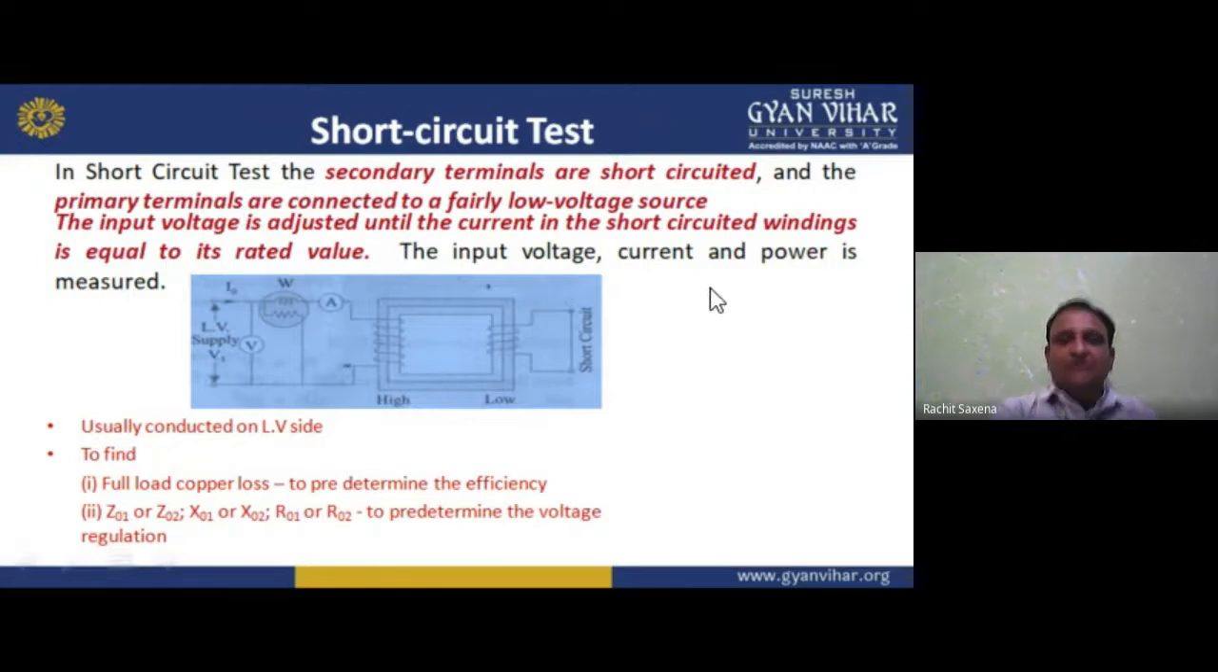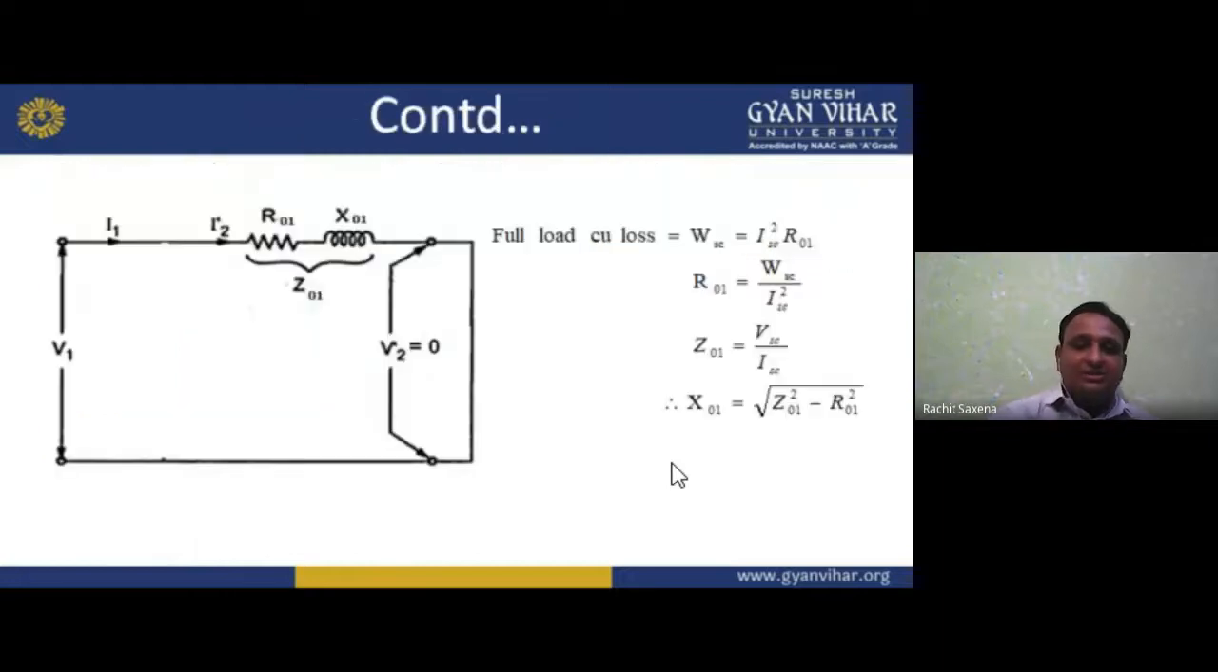The input voltage, current, and power are measured with the help of this figure, usually connected on the LV side, to find the full load copper loss to predetermine the efficiency, and Z naught 1 or Z naught 2, X naught 1 or X naught 2, R naught 1 or R naught 2 to predetermine the voltage regulation. So we connect the ammeter, voltmeter, and wattmeter, and with the help of this diagram, the full load copper loss is equal to WSC, which is ISC square R naught. We have the short circuit current ISC, and R naught is WSC upon I square SC.